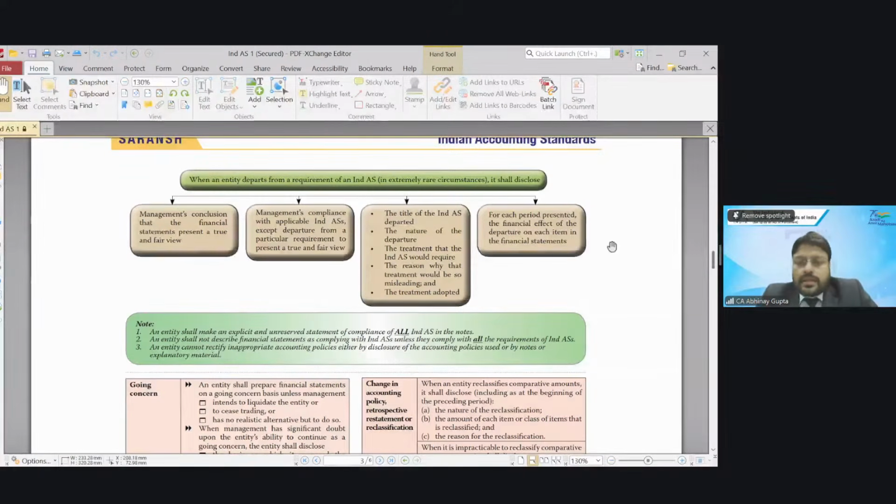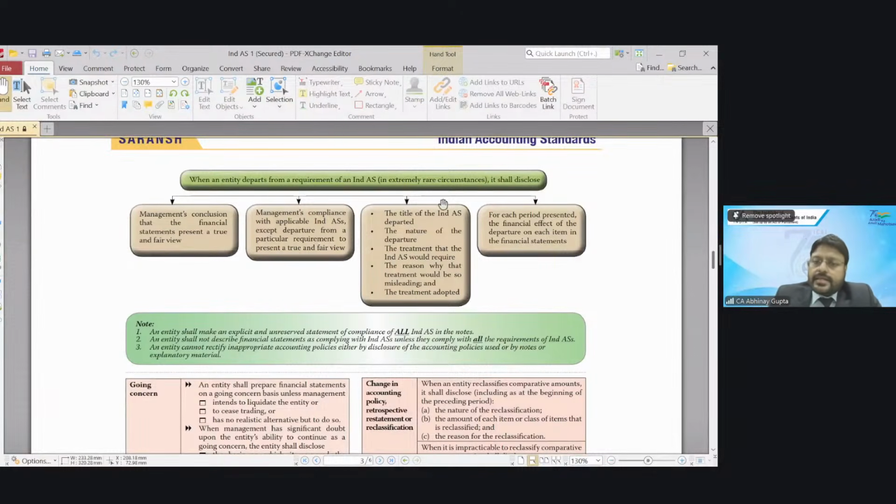Now, there would be certain disclosures required by Ind AS 1, apart from the disclosures which we are going to make anyway under the other Ind ASs. What are those? Management's conclusion that the financial statements present a true and fair view. We have to give an explicit and unreserved statement in our Ind AS financial statements that they are in compliance with all the Ind ASs, and that they depict the true and fair view. Then management's compliance with all the Ind AS, and that there is no departure from any of the Ind AS requirements. That we need to ensure.